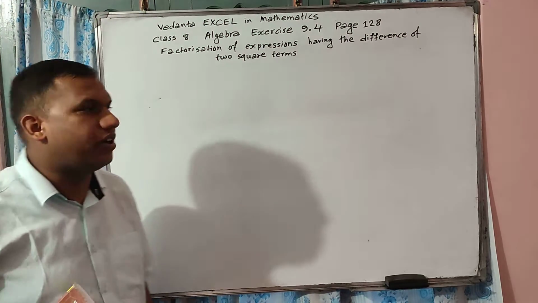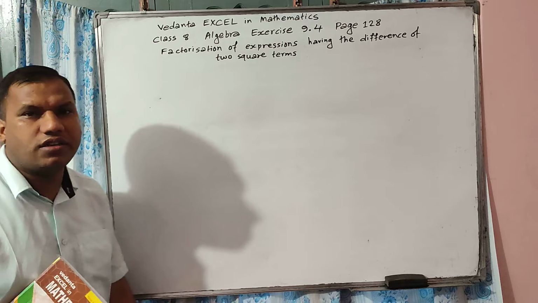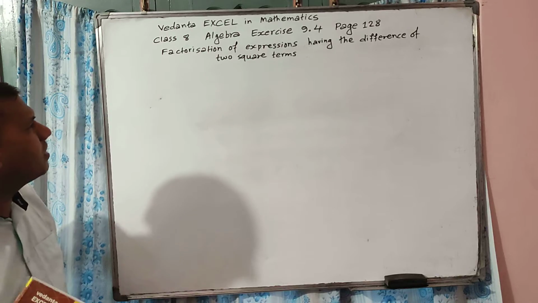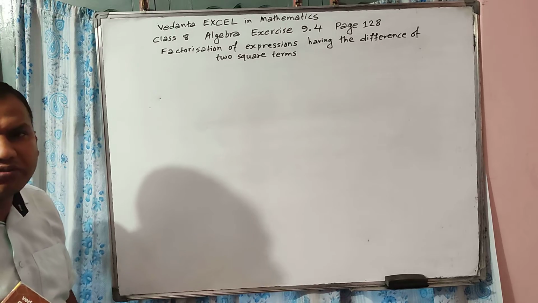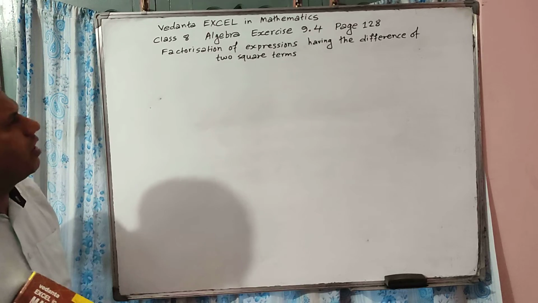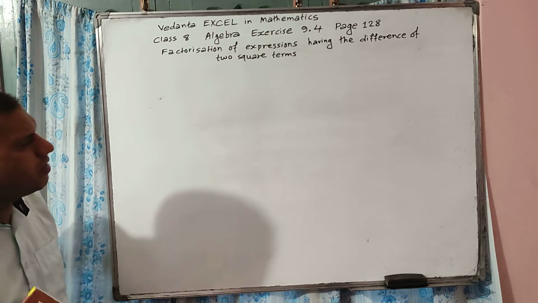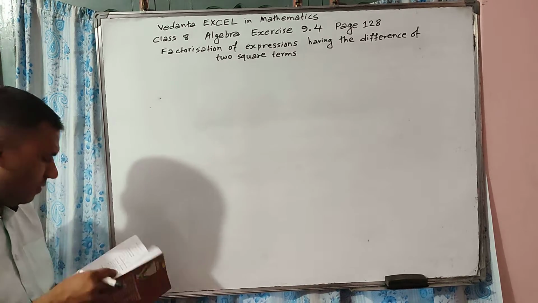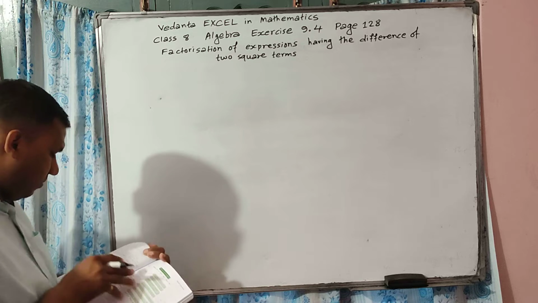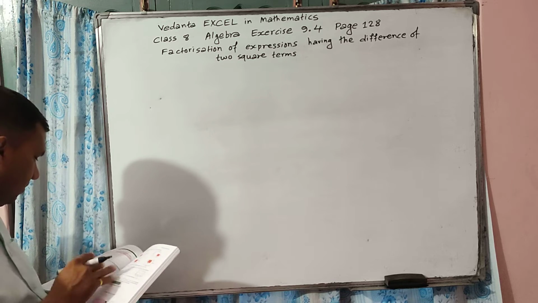Okay, students, good morning. Today we do some questions from class 8 Vedanta Excel in Mathematics, Algebra, exercise 9.4, page 128. Today's topic is factorization of expressions having the difference of two squared terms. Let's start from question number 1.